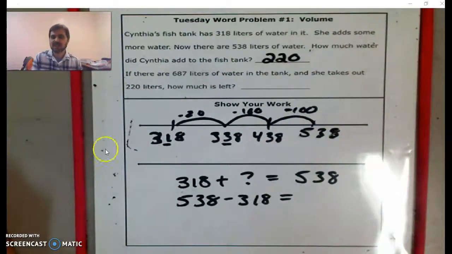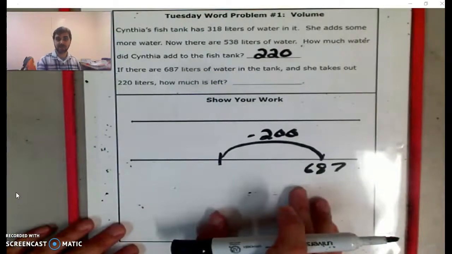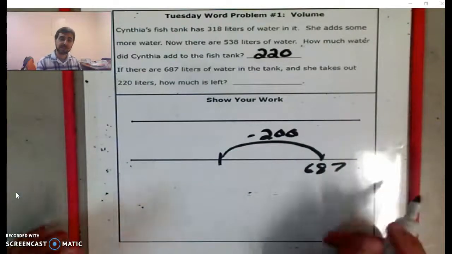All right, we don't have much time left, boys and girls. Try the next one. If there are 687 liters of water in the tank and she takes out 220 liters, how much is left? I like that number 220, don't I? All right, go ahead. So guys, it's the same idea. If you haven't tried it already, set it up like this and try it, okay? But it's the same idea.